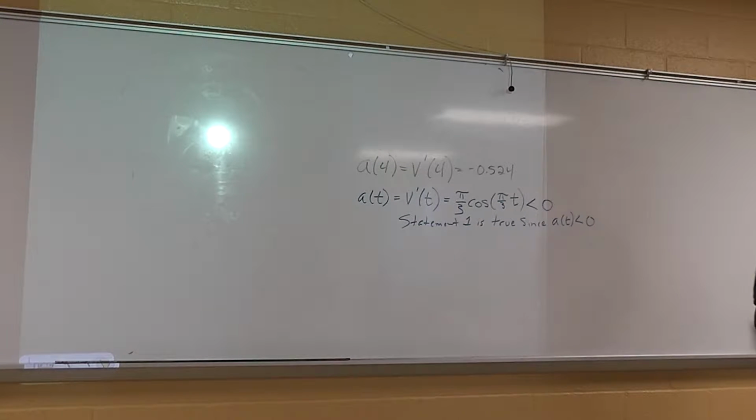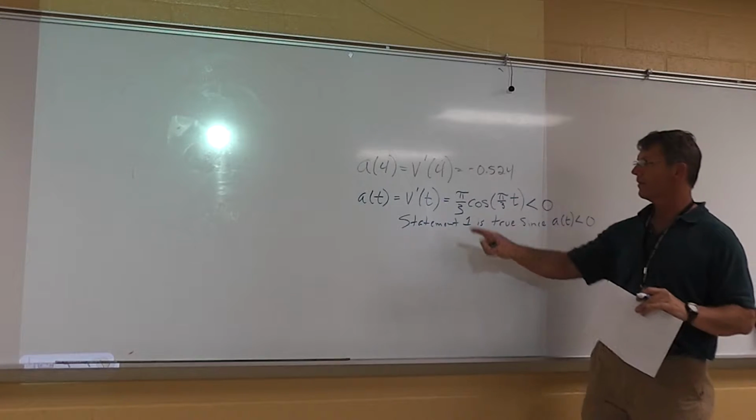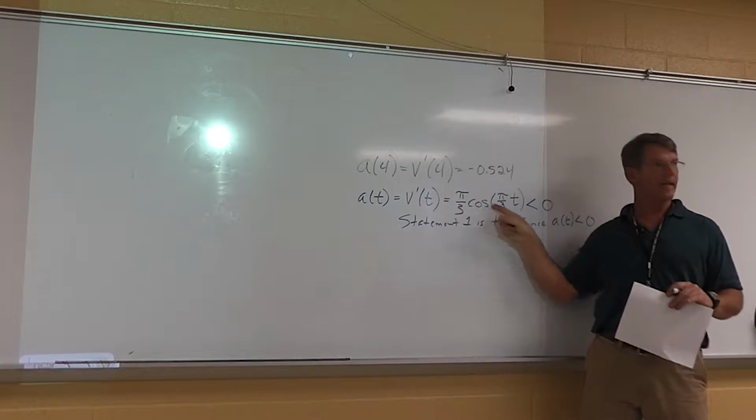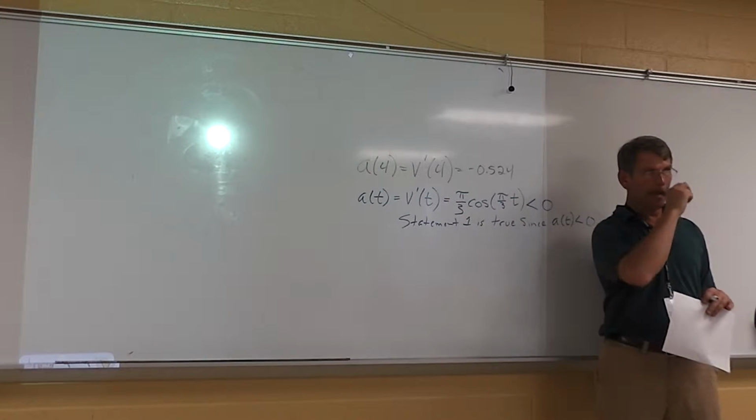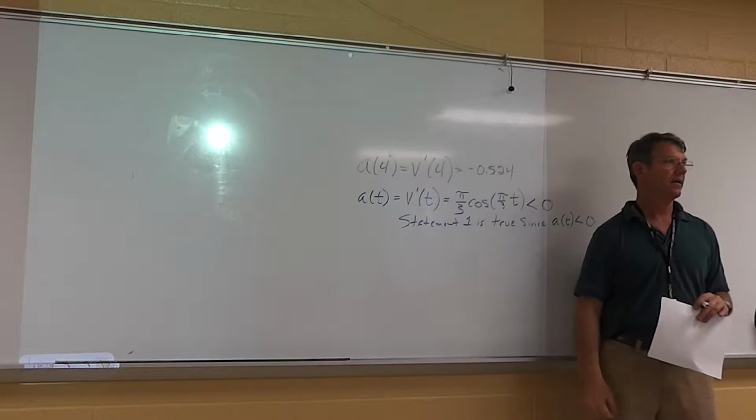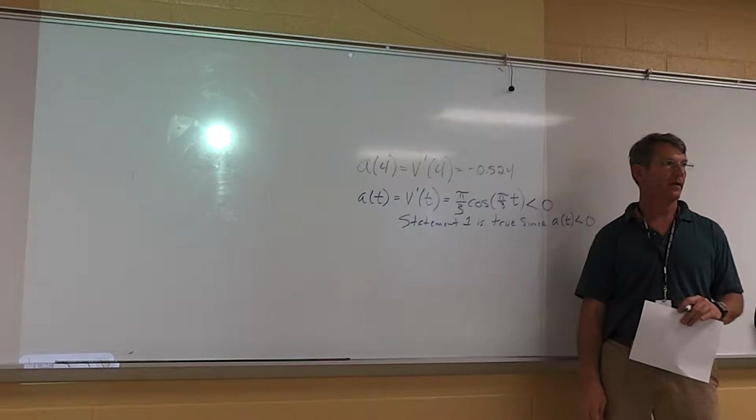Yes, ma'am? Since we had to take the derivative of velocity in part A, can we refer back to part A in our statement? In part A, did you write that connection down? I didn't put that A of t equals v prime of t, but I worked out v prime of t.